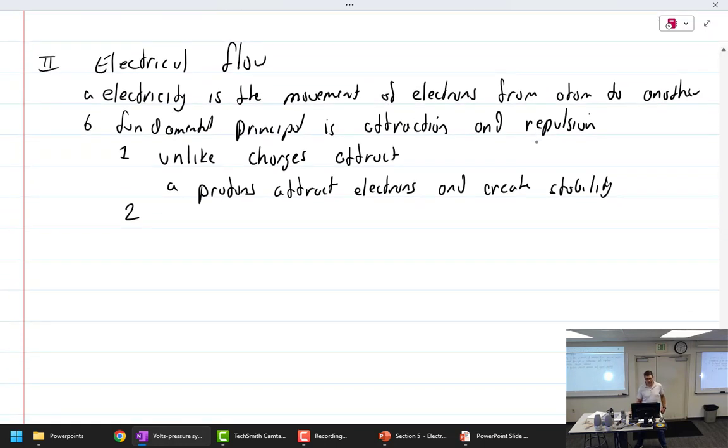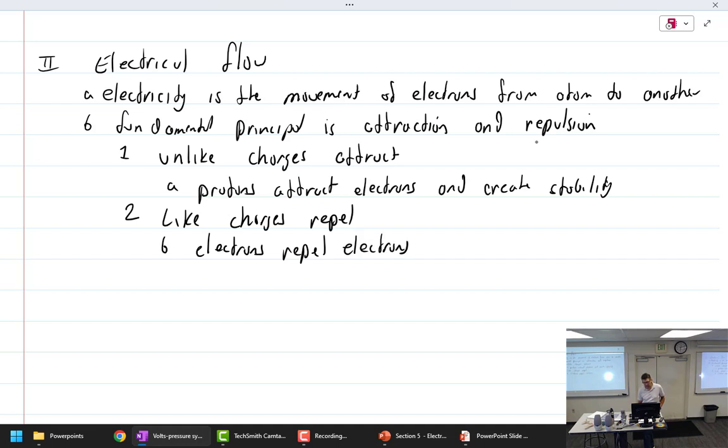Like charges do what? Repel. So electrons repel electrons and create current flow. Electrons repel electrons and create current flow.